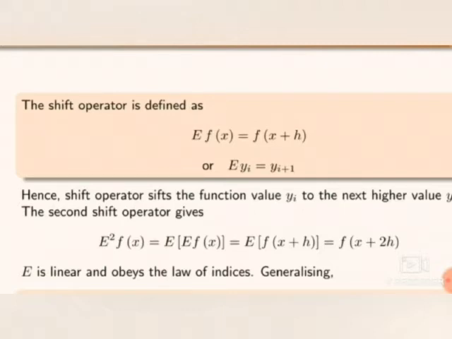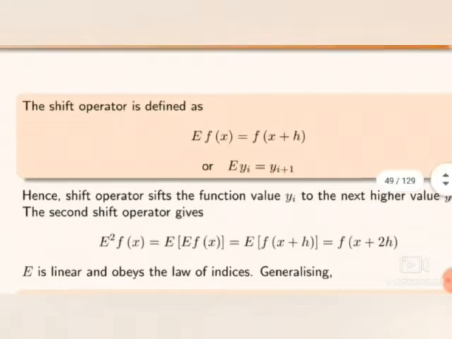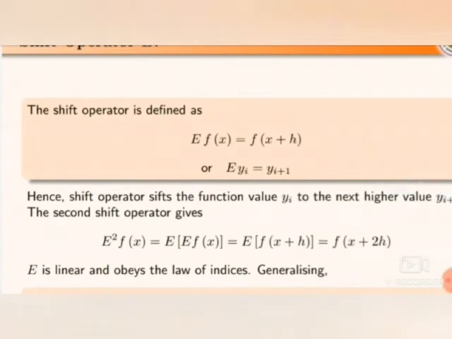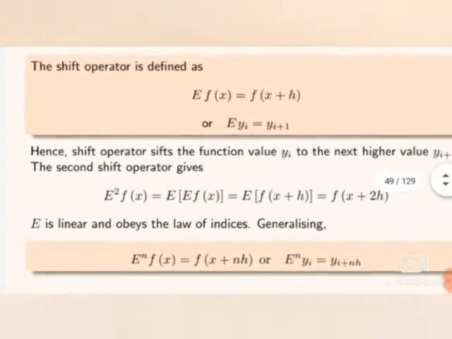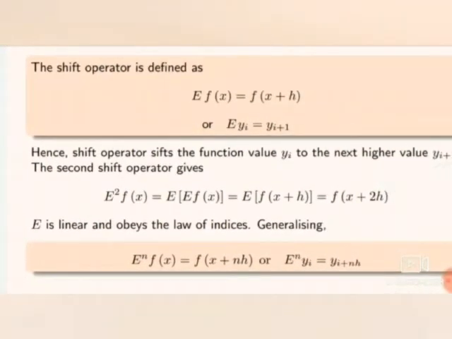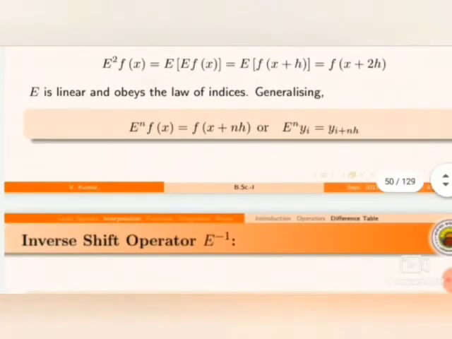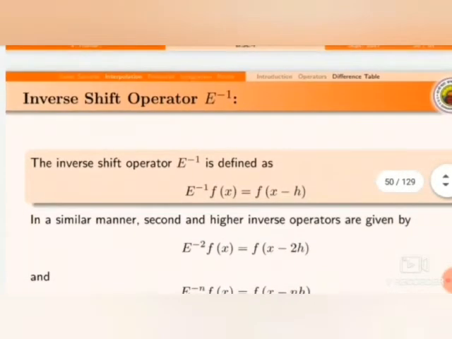So the value of h is increased by 2. When you solve for the third order, we get f of x plus 3h. Like this, you can get the general form, E power n of f of x equal to f of x plus nh, which is the general form of the shifting operator. By interchanging the value of n, we get higher order to lower order shiftings, so E1, E2, E3, etc.